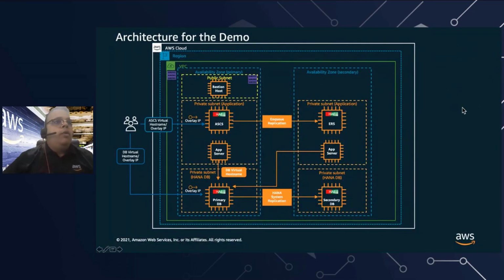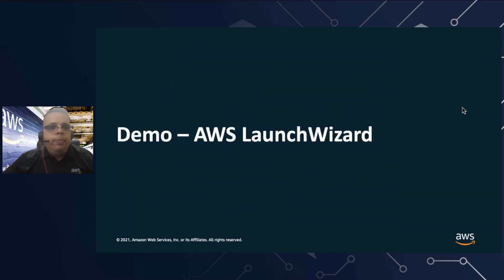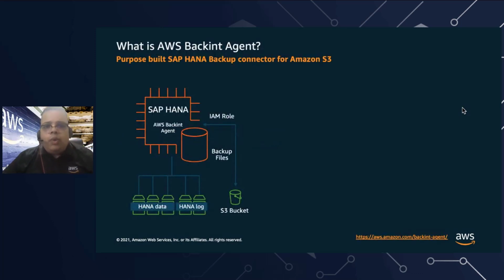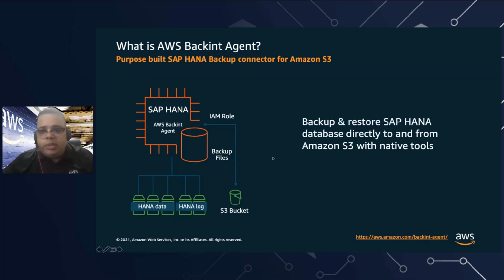Okay. So we deployed this architecture using AWS Launch Wizard, and now let's talk about backend agent. I kind of showed you how to deploy using AWS Launch Wizard. Now I'm going to talk about it in a little more detail. So what is AWS Backend Agent? It is AWS's purpose-built SAP HANA database connector to send and receive backups directly on Amazon S3. Like I said earlier, AWS Backend is SAP certified, natively integrates with management tools like HANA Cockpit, Studio, and so forth. No additional cost for the agent, and it is securely controlled using AWS IAM policies.